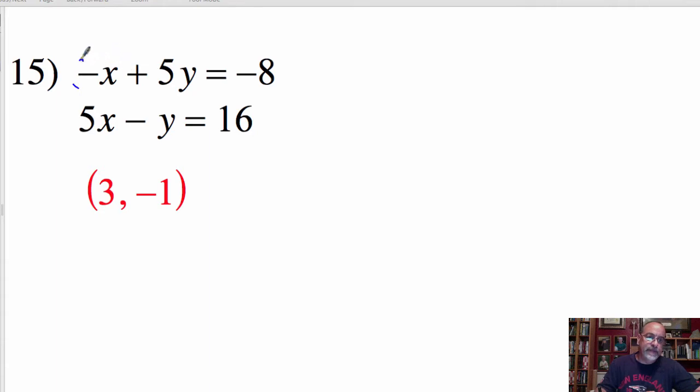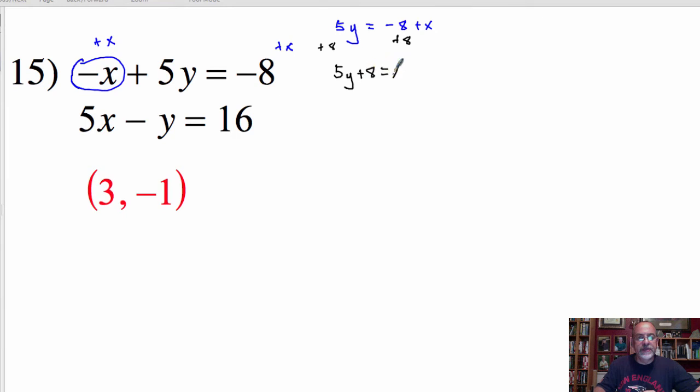Now, the x has to be positive, so I'm going to move the x first to the other side just to make it positive. I could move the 5y, but then I'd have to get rid of the negative sign a different way. So by adding this, that gives me 5y is equal to negative 8 plus x. I am solving for x, so I simply need to add the opposite of that negative 8 to get that x by itself, so I'm going to add that. So that's going to give me 5y plus the 8 is equal to x.